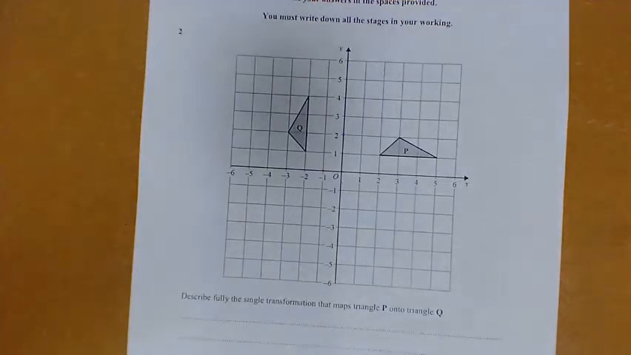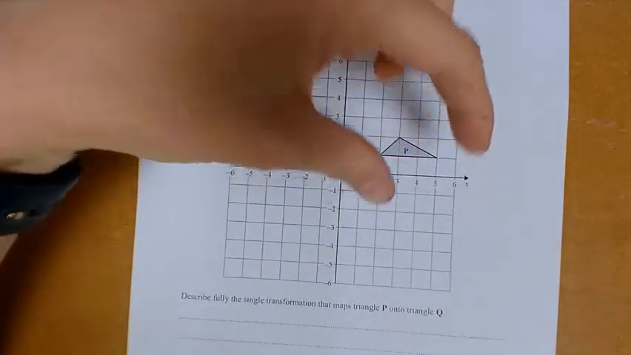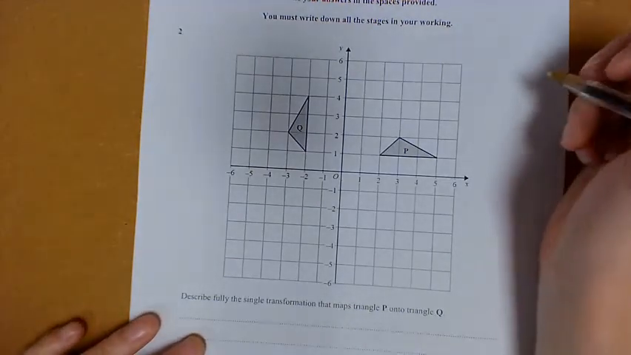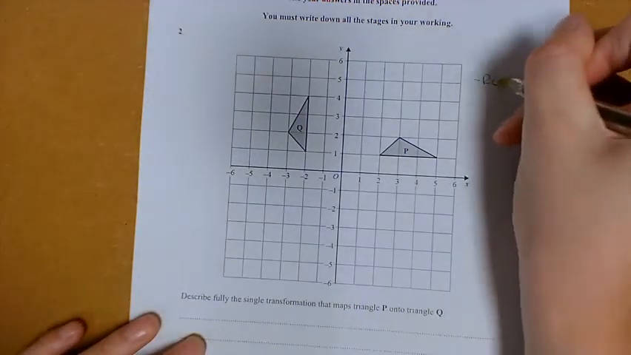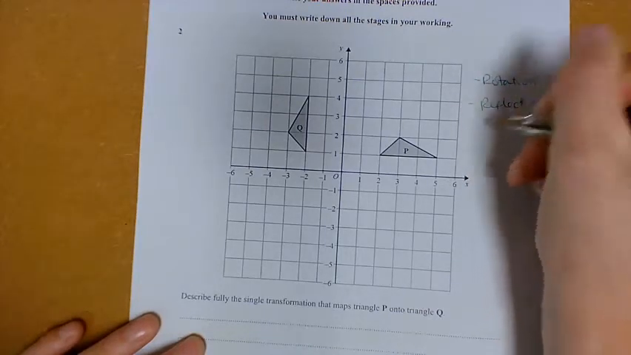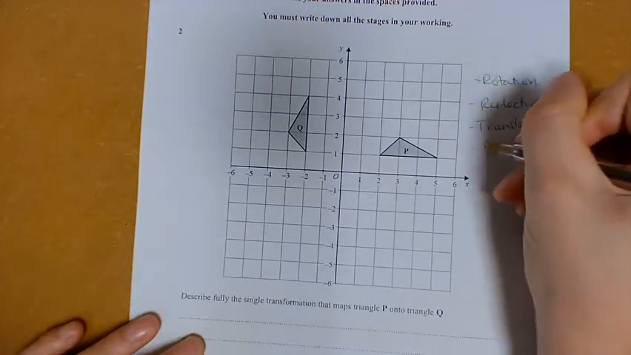So for question 1, we're being asked to describe fully the single transformation that maps triangle P onto triangle Q. And we can see that it's been turned, but turned is not going to get you the mark. There are 4 key words for transformations. They are rotation, reflection, translation, which is when it's just moved, and enlargement.